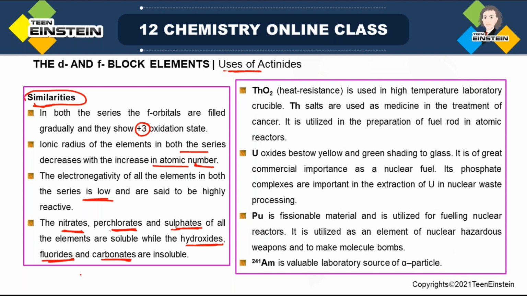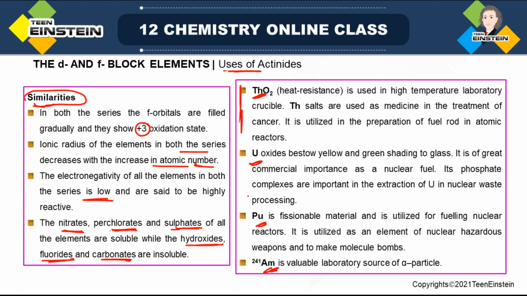Uses of actinides. So here we have taken specially 4 elements: thorium, uranium, plutonium, americium. Thorium oxide has a heat resistant property, so that is the reason it can be used in a high temperature laboratory crucible, because sometimes in laboratory experiments high heat has to be applied, and in that case the crucible that we are using must be heat resistant. Okay. So thorium salts are also used as medicine in the treatment of cancer. It is utilized in the preparation of fuel rods in atomic reactors. So this point is all about thorium.